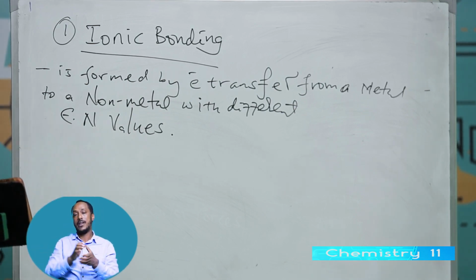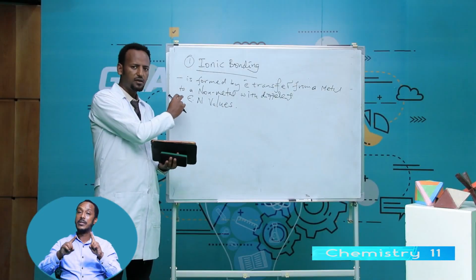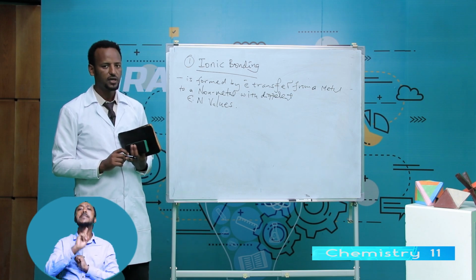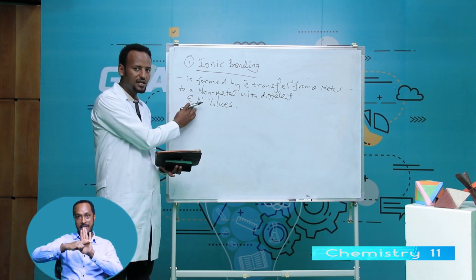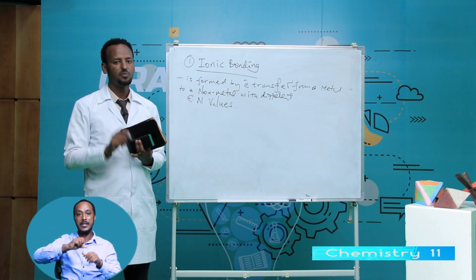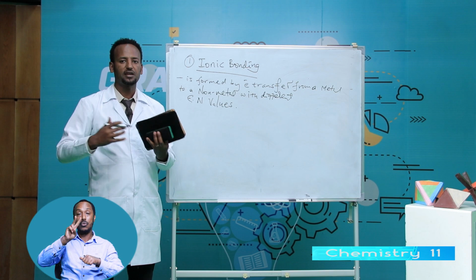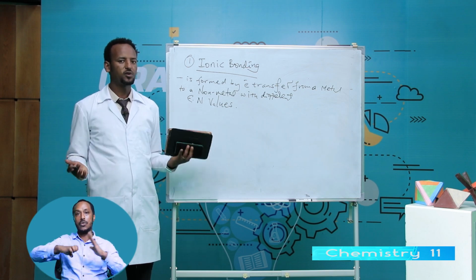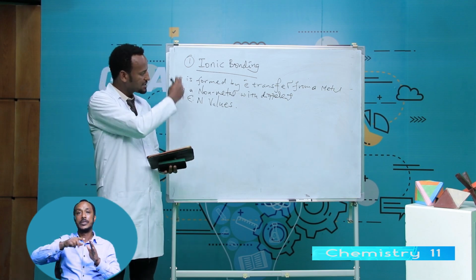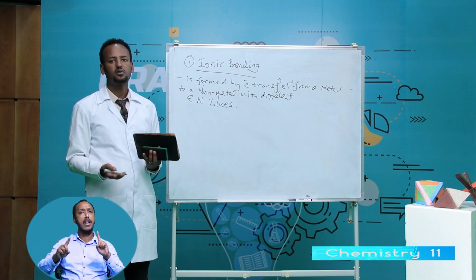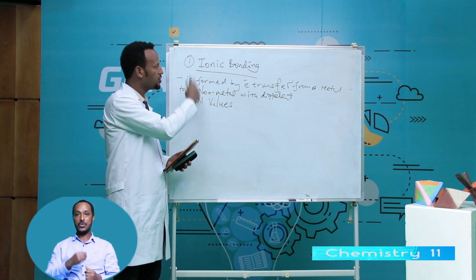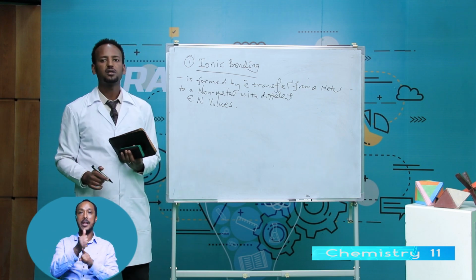With different electronegative values means, by the way, what is electronegativity? You know electronegativity from chapter 2. Electronegativity is the power of an atom to attract a shared pair of electrons. You know the three most electronegative elements: fluorine, oxygen, and nitrogen. Therefore, between a metal and a non-metal there are different electronegative values, and the bond formed is ionic bonding.